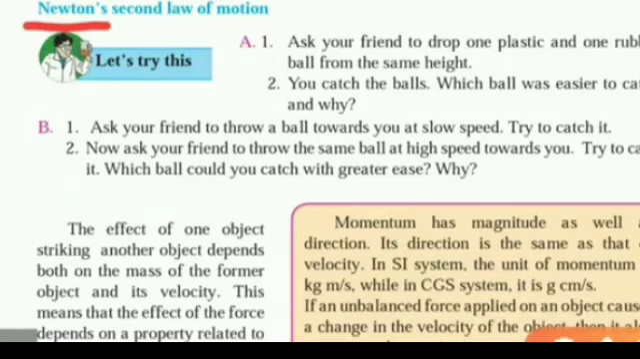The effect of one object striking another object depends on the mass and velocity of the object, and this property is termed momentum. Momentum P is the product of mass and velocity of an object, that is P equals m into v. And momentum is a vector quantity.